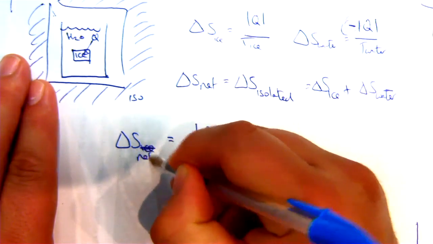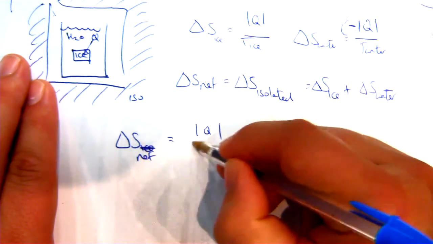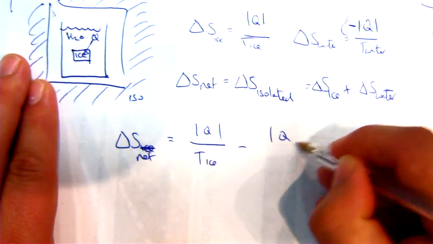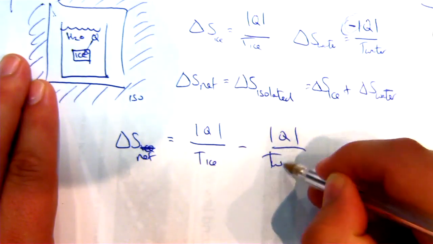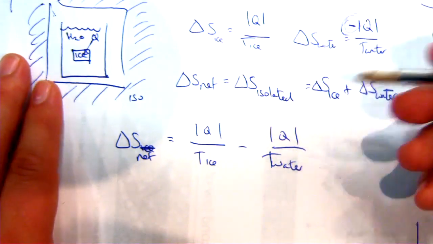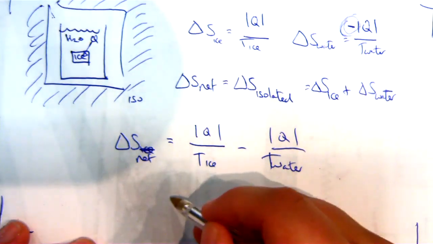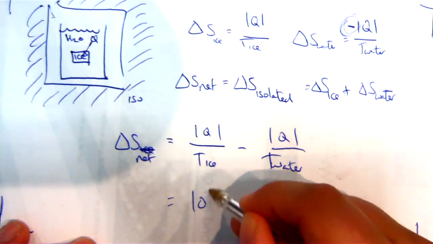So I've got this delta S ice. This actually should be net, which is why I do it by hand, to make sure they pick up any typos that I've got in my notes. Minus delta Q water over T water. So this equals, I can take the Q out.